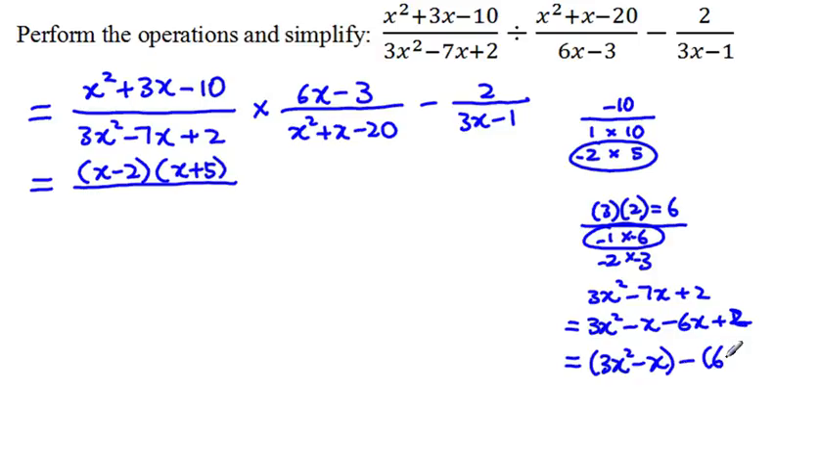Now be very careful. This time when we group the second group together, we would have to change the sign because we see the minus 6x over there. And now from the first group, we can factor out the x, and from the second group, we can factor out 2.